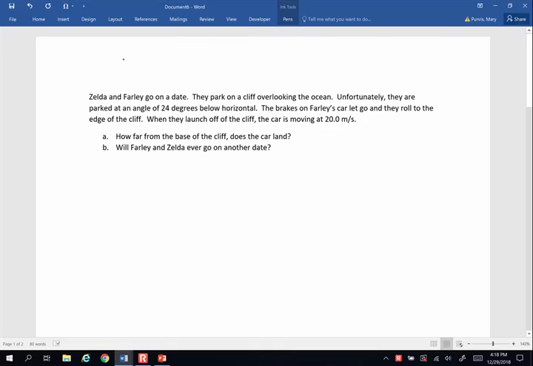Hi everyone, this is another projectile problem, and in this one the original velocity instead of being up is actually down. So here goes. Zelda and Farley go on a date. They park on a cliff overlooking the ocean. Unfortunately, they are parked at an angle of 24 degrees below horizontal.